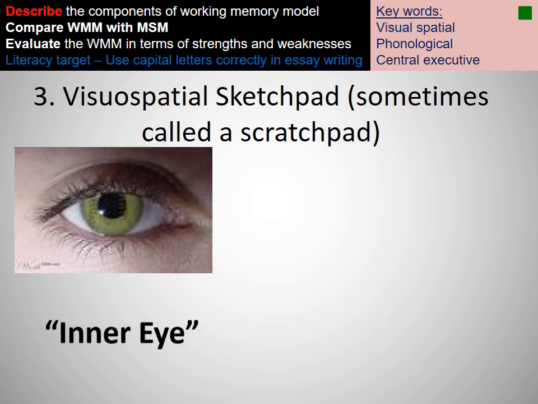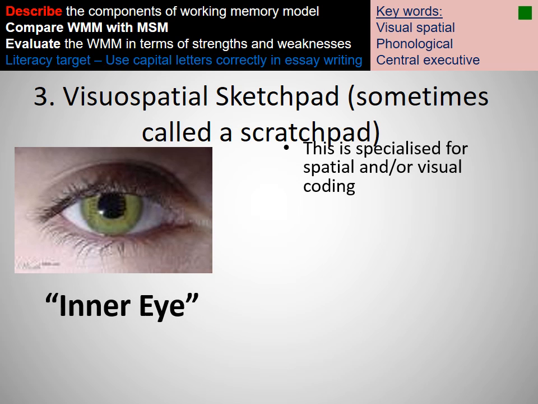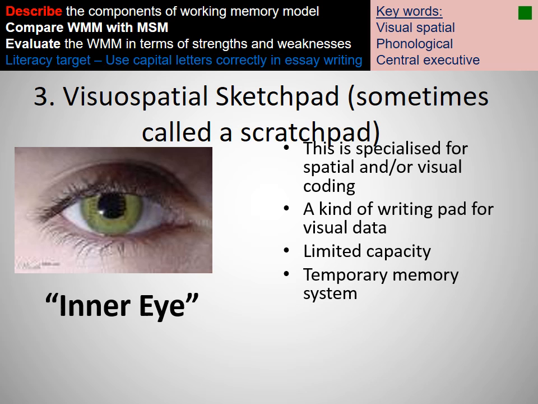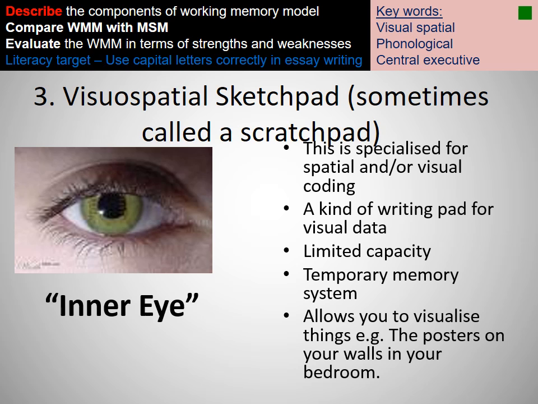Now, the Visuospatial Sketchpad, which is also sometimes called a scratchpad, but sketchpad is fine, is the aspect of working memory that's referred to as the inner eye, because this is specialised for spatial or visual coding, and it's kind of a writing pad for visual data. Now, again, it's got a limited capacity, it's a temporary memory system, but it allows us to visualise things within our mind. So if I asked you to count the posters in your bedroom, you would visually conjure an image of your bedroom, imagine it, and then work through and count the posters.